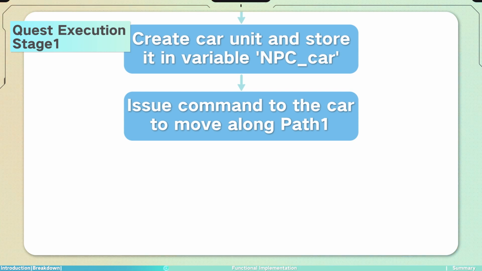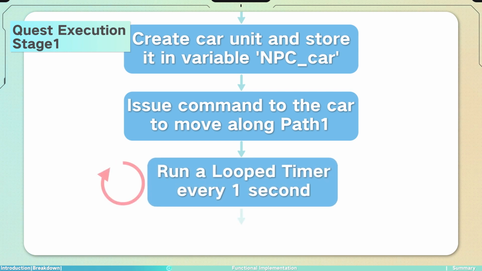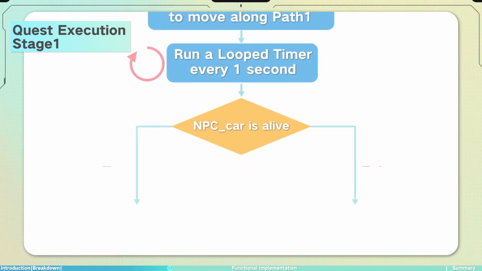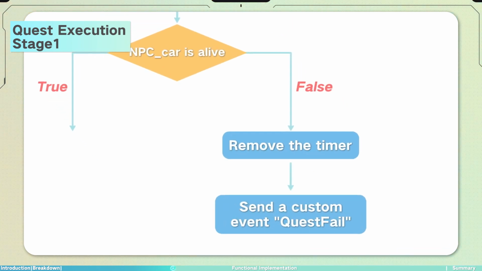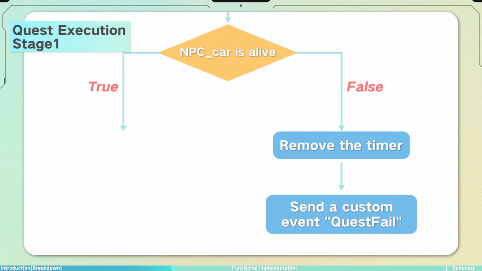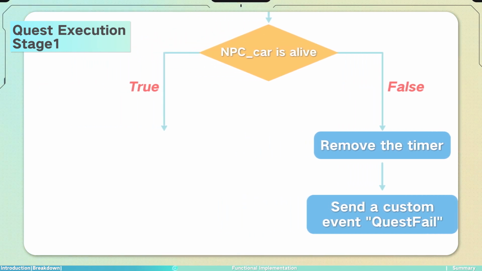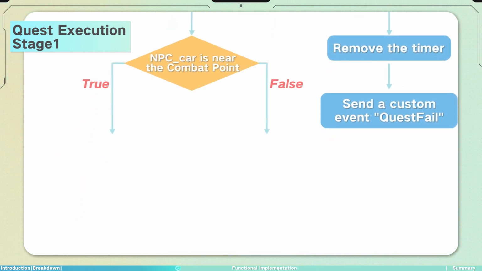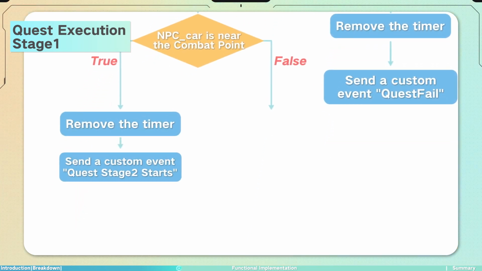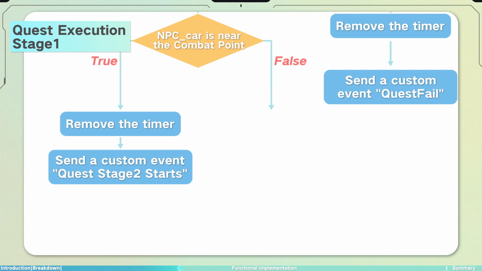First, the car unit should be alive all the way. For real-time monitoring of NPC car status, we use a timer and an if condition to check whether it is alive every 1 second. The quest fails if it dies. We remove the timer and send a custom event, quest fail. If the condition is met, the car is alive, we add another if condition to determine whether the NPC car is near the combat point. When it is true, we remove the timer and send a custom event, quest stage 2 starts.